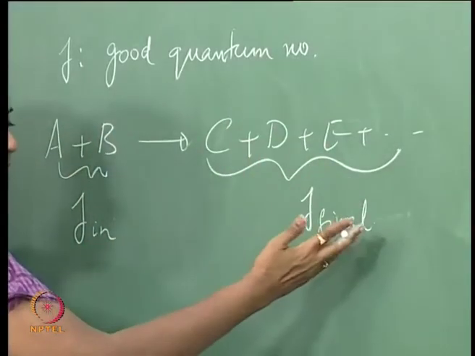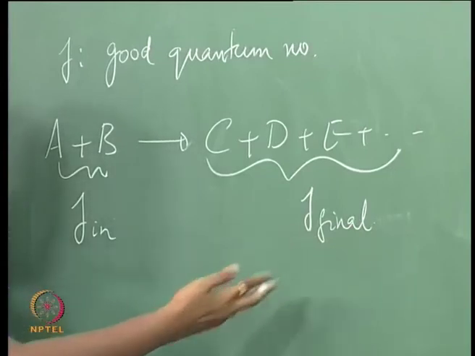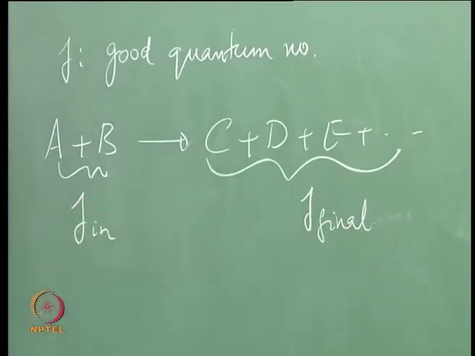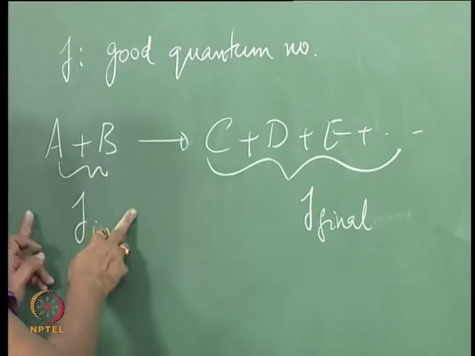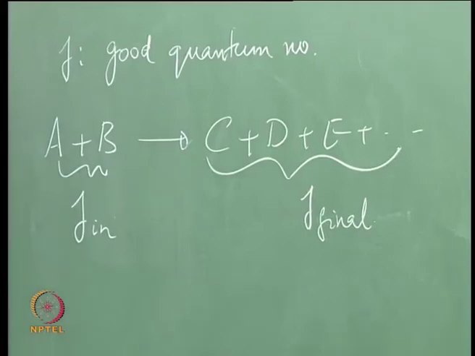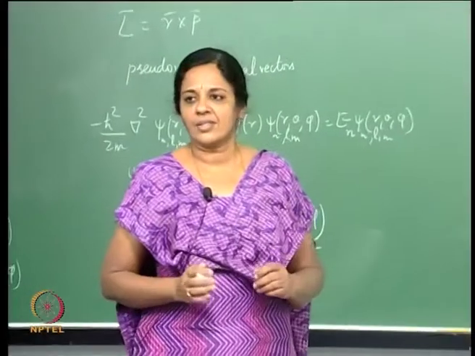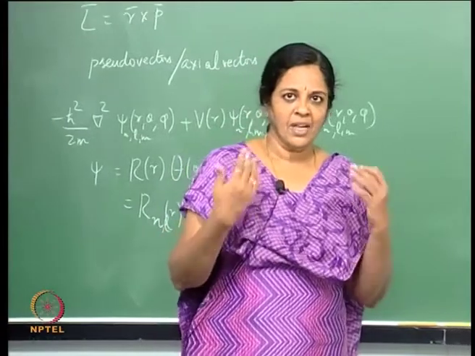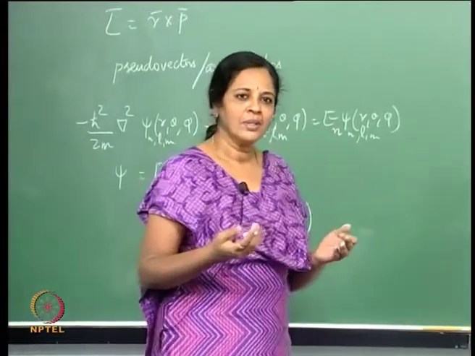If J final is not 3 by 2 or half, in this example, the process cannot go through. So, total angular momentum must be conserved. In other words, the total angular momentum in the initial state must be equal to the total angular momentum in the final state. And how do I find the total angular momentum?